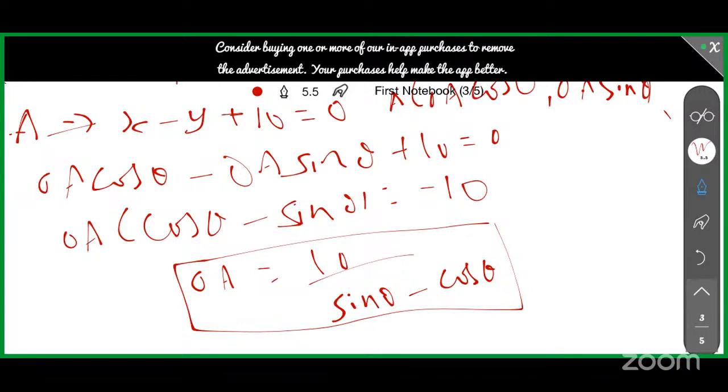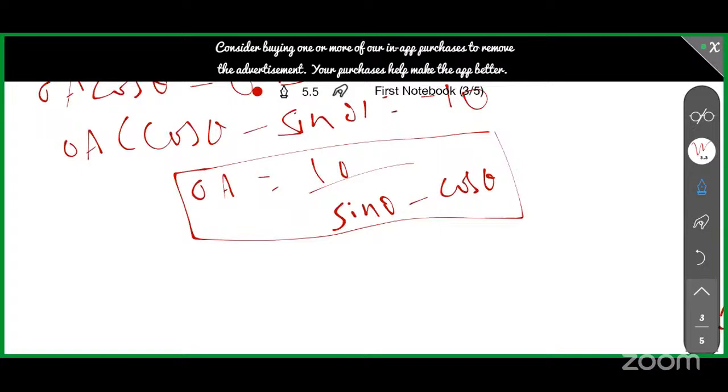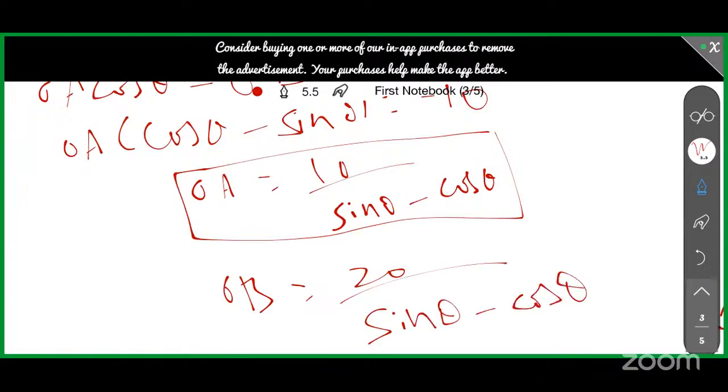Sin theta into cos theta. Sin theta minus cos theta, sir. Very good. OB is equal to 20 by (sin theta minus cos theta).